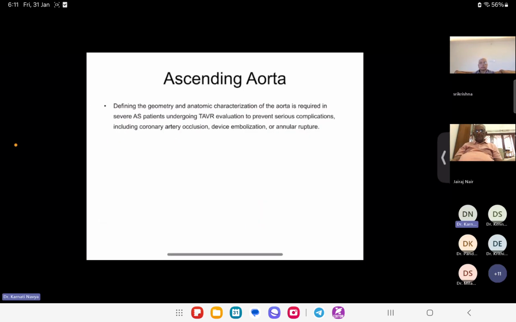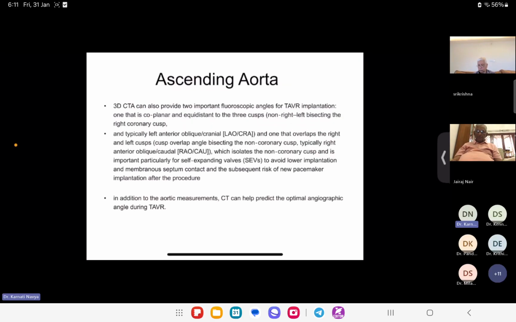Ascending aorta. Defining the geometry and anatomic categorization of the aorta is required in severe aortic stenosis patients undergoing TAVR evaluation to prevent serious complications including coronary artery obstruction, occlusion, device embolization, or annular rupture. The 3D CT aortogram can also provide two important fluoroscopic angles for TAVR implantation.